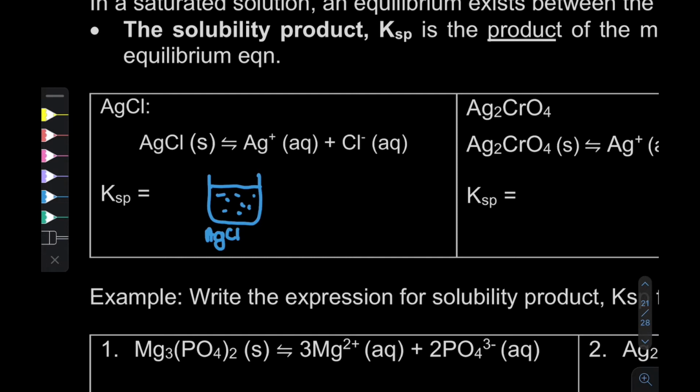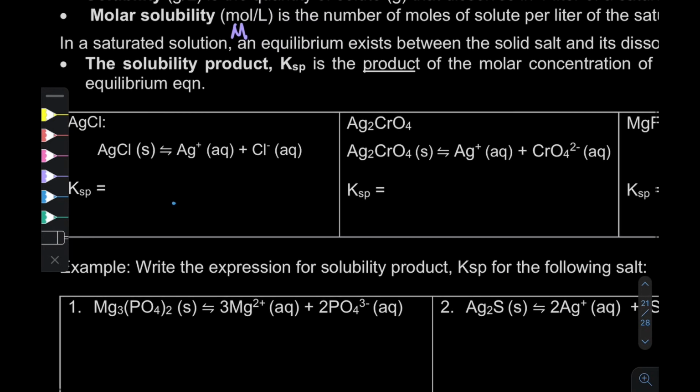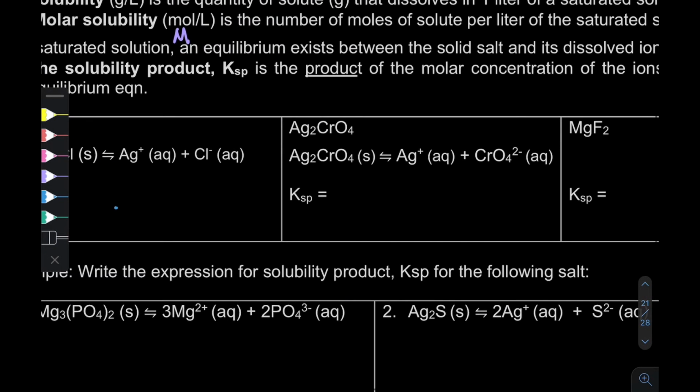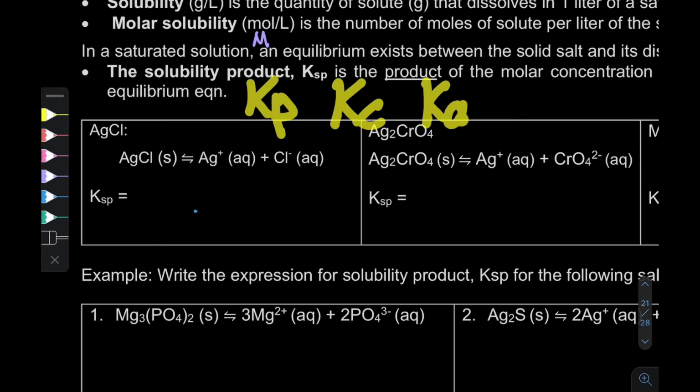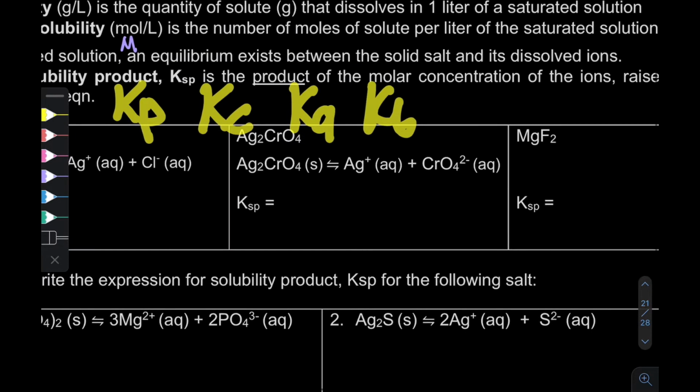Okay, next we're gonna learn is actually how to write the equilibrium constant, which dalam kes ni we will call it as KSP. So dekat sini lah yang dia kata equilibrium exists between solid salt and ion in saturated solution. Okay, and then we're gonna learn how to write down the solubility product, which is KSP. So sebelum ni kita ada belajar apa? KP, KC, KA, KB lagi. Ada satu which is tak banyak pun kita belajar, KW.